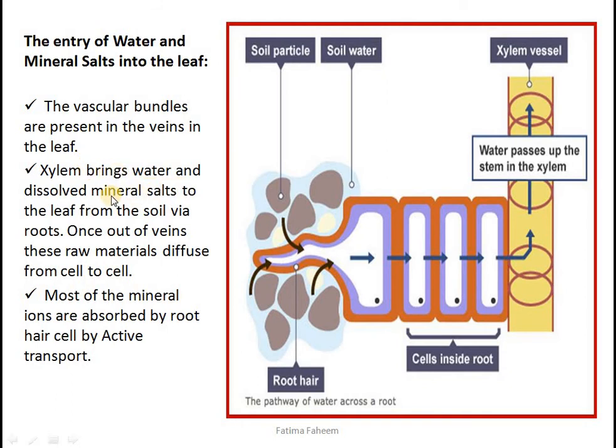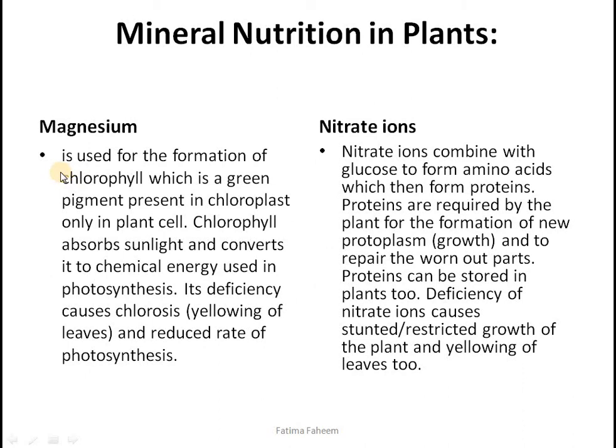Xylem brings water and dissolved mineral salt to the leaf from the soil via roots. Once out of the veins, these raw materials diffuse from cell to cell. Most of the mineral ions are absorbed by root hair cells by active transport. This is something we have read in chapter 2, that mineral ions are absorbed by root hair cells by active transport. What minerals are involved?